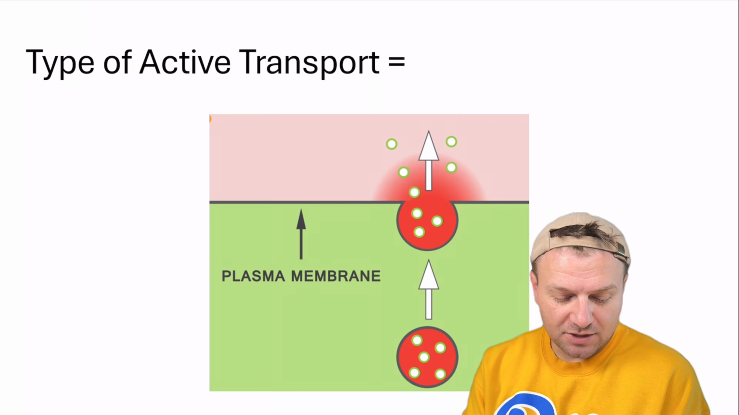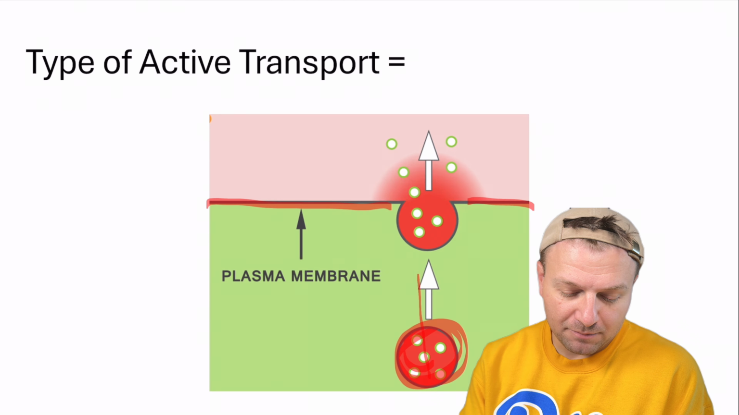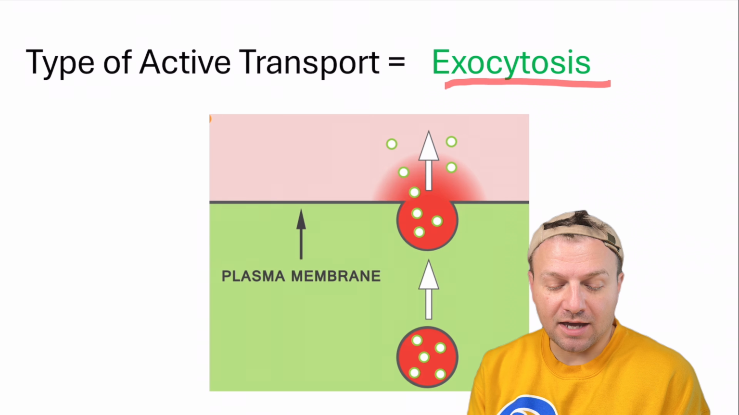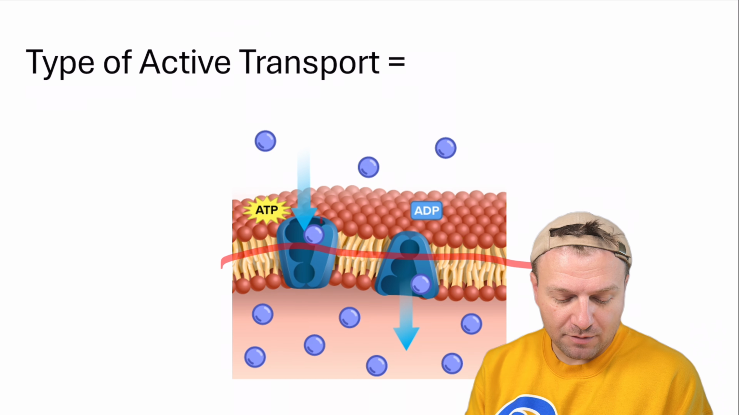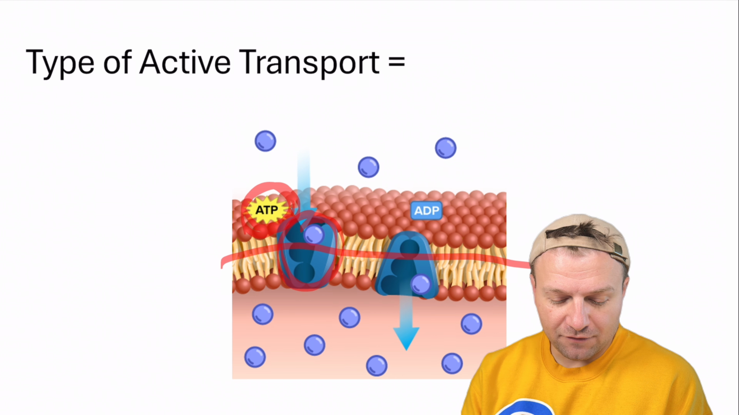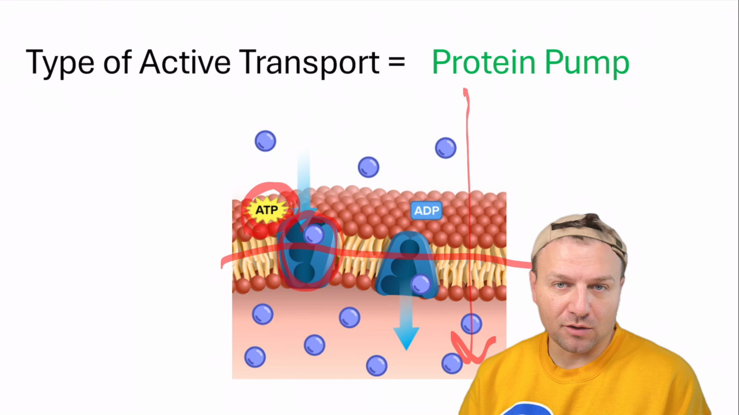Here's our first one. You can see we have a plasma membrane here, we have the contents in a vesicle, and they're being pushed outside of the cell. This is a form of exocytosis. Think exo meaning exit. Here's our next one. We can see the plasma membrane. We have a membrane protein using energy in the form of ATP, and it's usually forcing these molecules against their concentration gradient. This is an example of a protein pump.